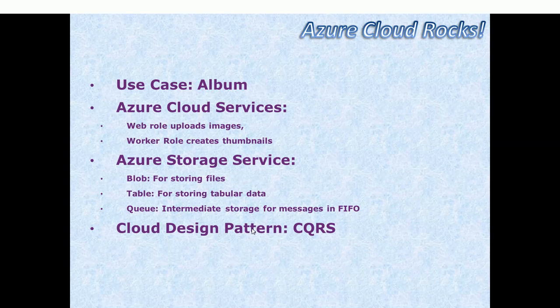So this is an album use case. As I mentioned earlier, we can upload certain images, and in the album view, you will be able to see thumbnails. So I'm going to use two major services here. The first one is called Azure Cloud Services, and the second one is called Azure Storage Services. And I will just have a brief mention about one of the cloud design patterns linked to CQRS.